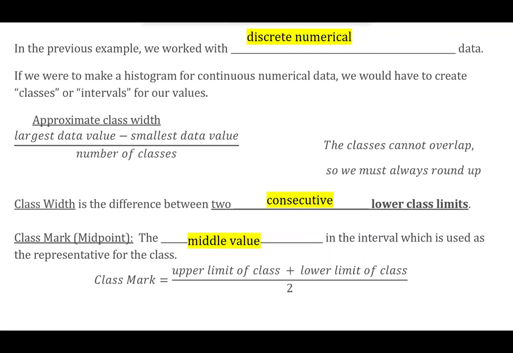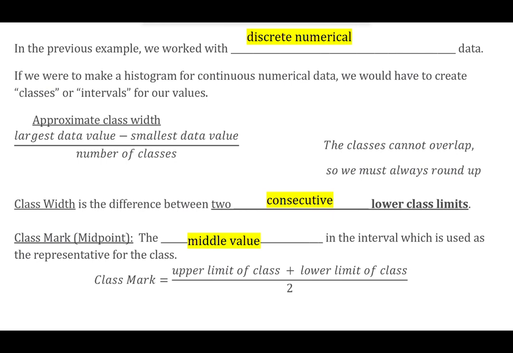Hello and welcome to our video on histograms for continuous numerical data. In the previous example, we worked with discrete numerical data. Remember that discrete data is data that can take on a limited number of values. It is usually the result of a counting or numbering process. In this video, we're going to look at making a histogram for continuous numerical data.